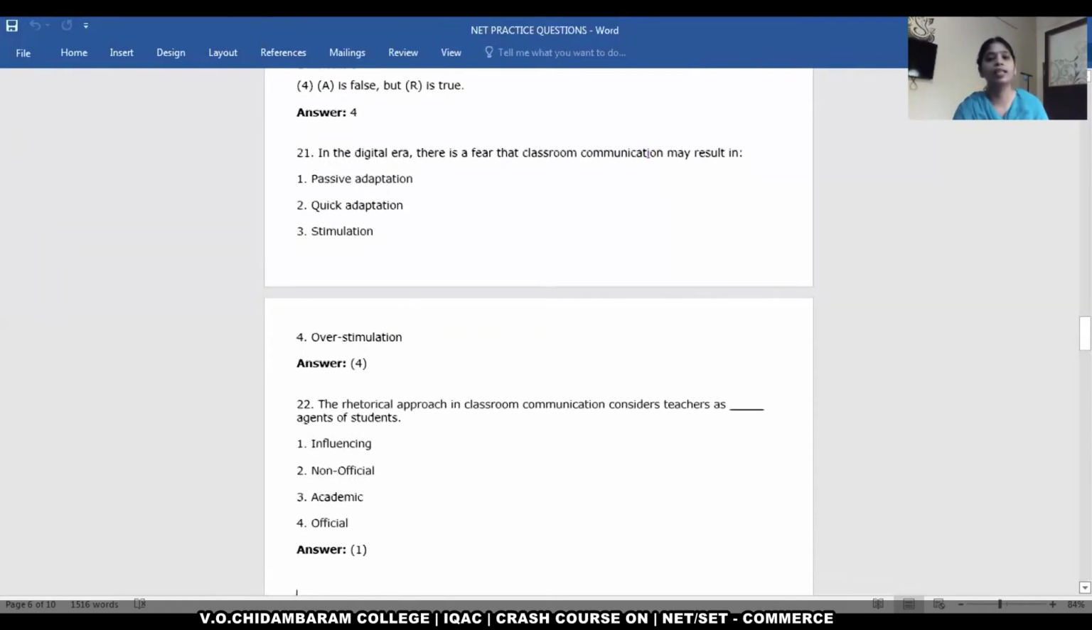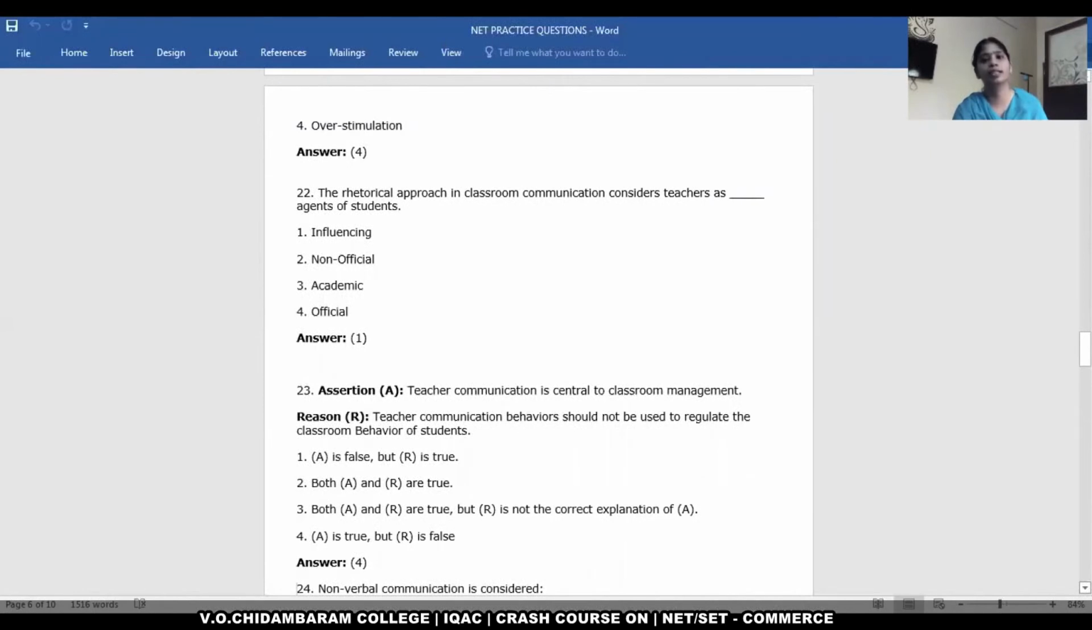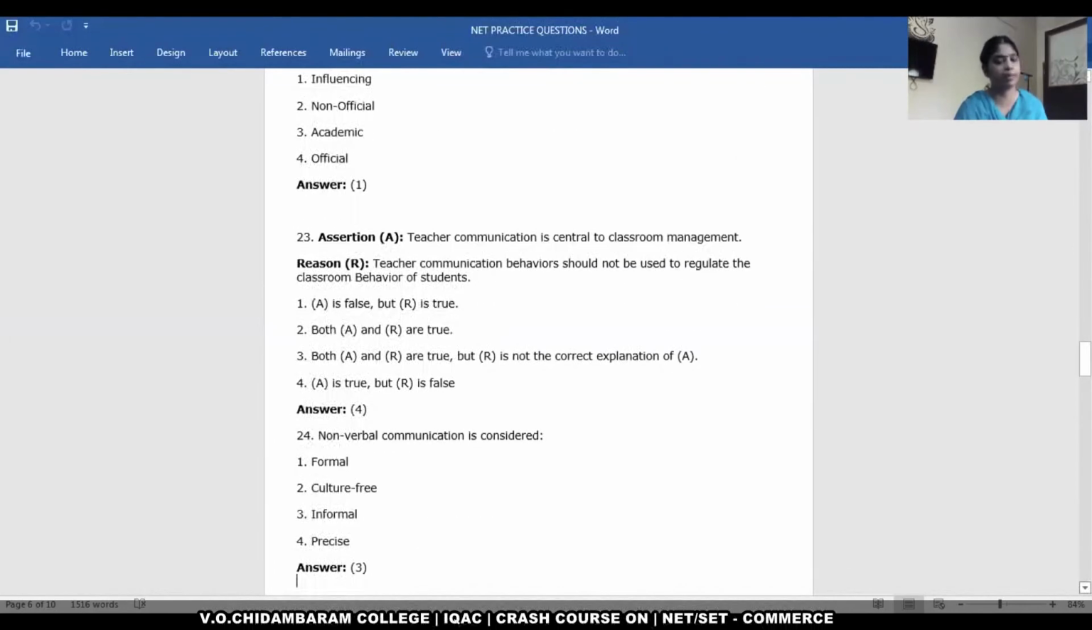And then the rhetorical approach in classroom communication considers teachers as what? What is meant by rhetorical approach? Art of speaking or writing properly in a stylistic way. If a teacher speaks in a stylistic way, if he or she knows the art of speaking, of course they'll be influencing the students a lot. Okay, so influencing, non-official, academic, official. The answer is very transparent. It is influencing. They'll be influencing the students if he or she speaks, communicates well, or that art he or she has.